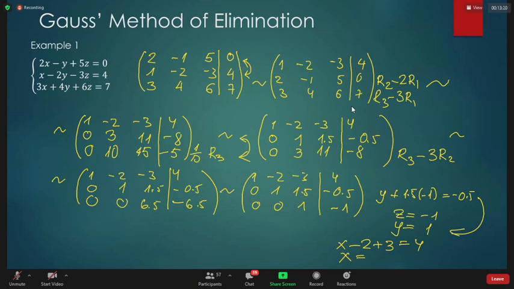So x plus 1 is 4, so x itself is 3. So we have the solution 3, 1, minus 1, putting things in the correct order. So this is how we can use Gauss method. This is an incomplete Gauss method.